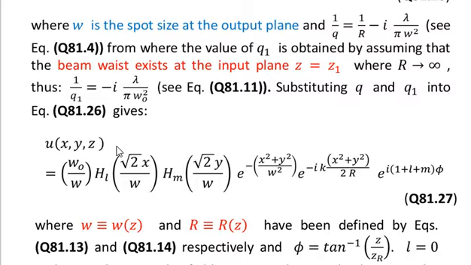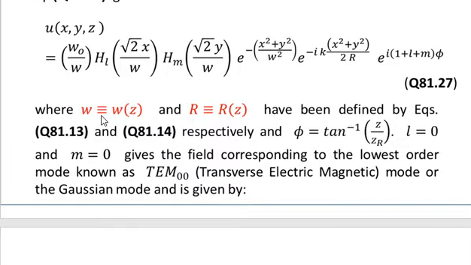We obtain u as a function of x, y, z equal to w naught over w multiplied by H_l with some argument, H_m with some argument, and then e to the power minus (x square plus y square) over w square, which is a Gaussian profile, and then e to the power minus iota k (x square plus y square) over 2 capital R, and then e to the power iota (1 plus l plus m), and this whole parenthesis is multiplied by phi, where w is actually w of z and R is actually R of z, have been defined in equation number 13 and 14 respectively, and phi is equal to tan inverse of z over zR.